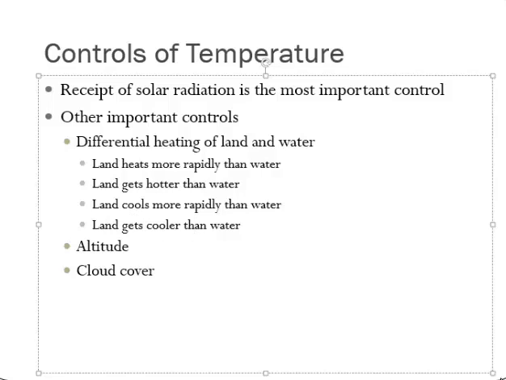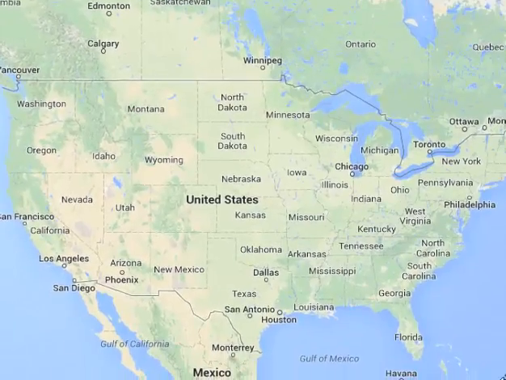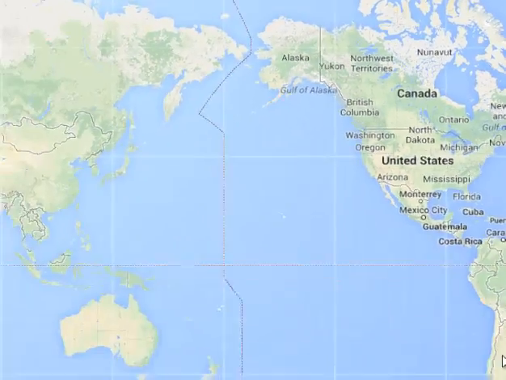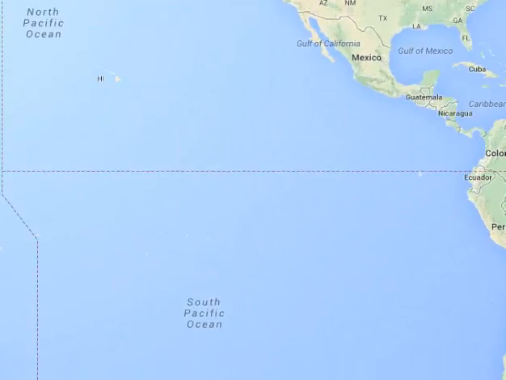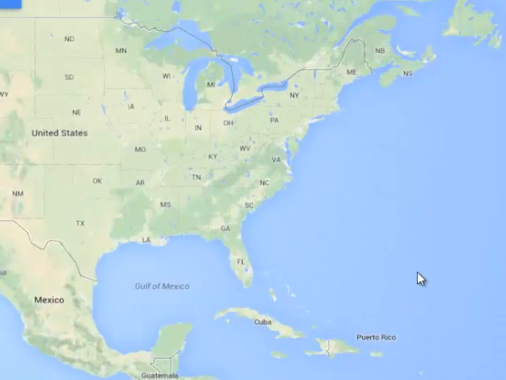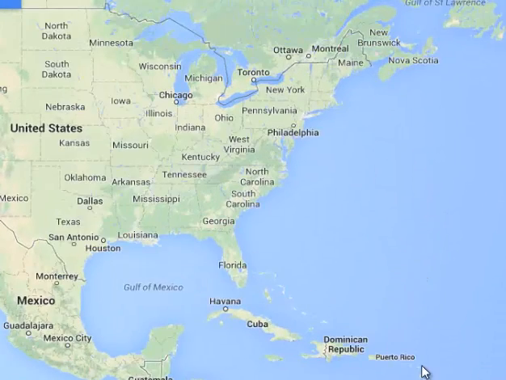Let's look, for example, at a map of the United States to illustrate this. This is the United States. I'll make this a little bit bigger. Well, anyway, let's look at the United States over here.